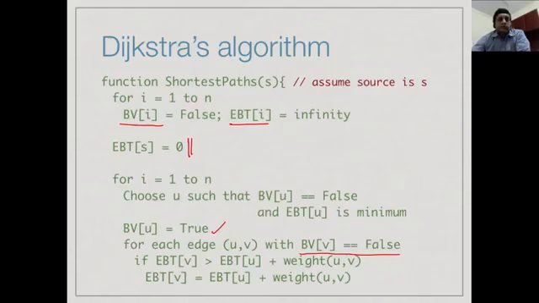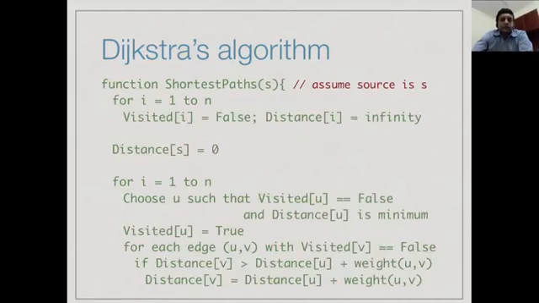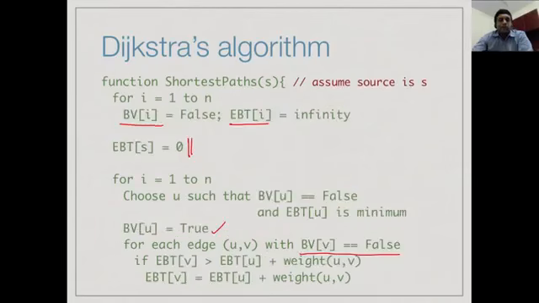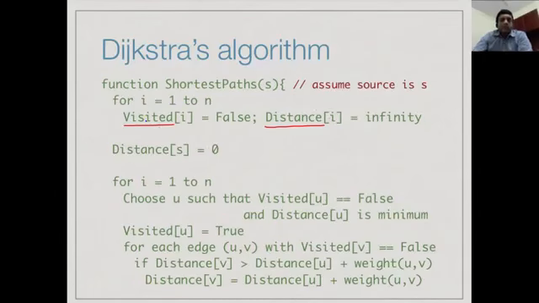So in our actual algorithm, burnt and expected burn time have a natural interpretation. Burnt is just visited. When we have visited a vertex, we have burnt it. And the distance is just the expected burn time. So we can just rewrite this exactly, it is the same algorithm. It's just that BV has been replaced by visited and EBT has been replaced by distance. So we set visited to false, distance to infinity, start with the initial distance to the start vertex as 0, and then repeatedly, for each unvisited vertex with minimum distance, set it to be visited and update its neighbors. This is Dijkstra's algorithm for single source shortest paths.